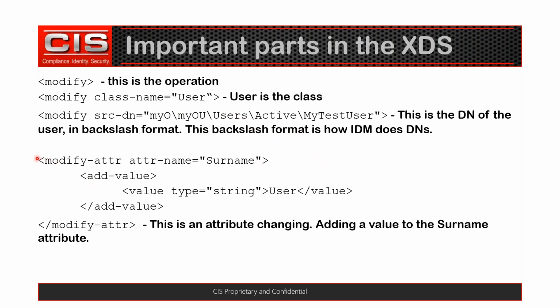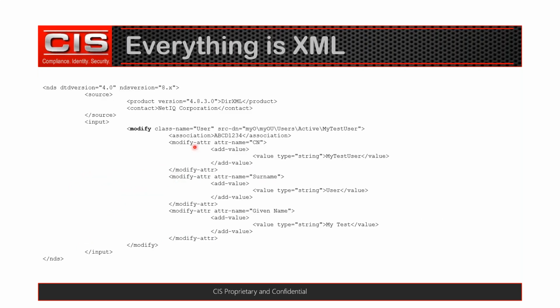And then that little segment of modify attribute adder, whose adder name is surname, add value with a value. This is an attribute changing. And so that's basically how you read these. And the add would look basically the same. It would actually be an add adder instead of a modify adder.